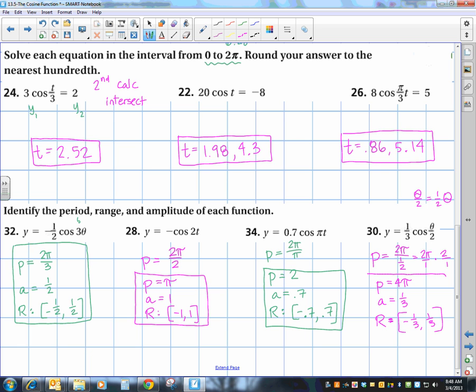So if you can do all those problems, you'll know a great deal about the cosine function and be on your way.